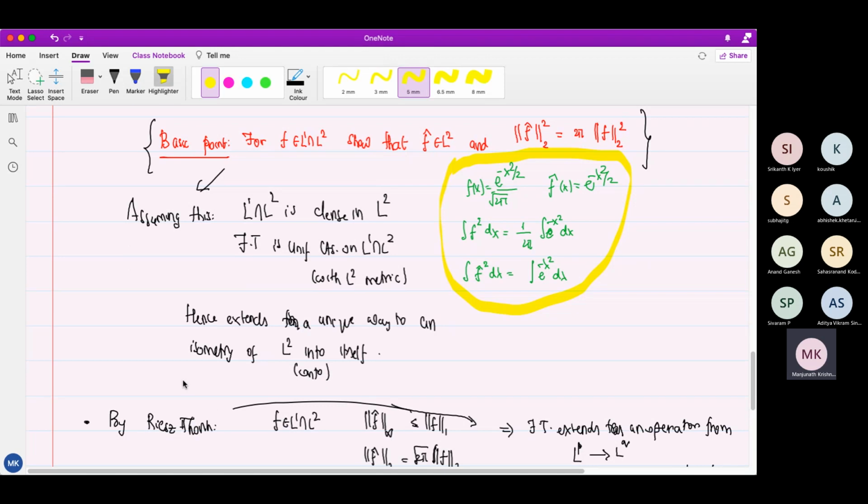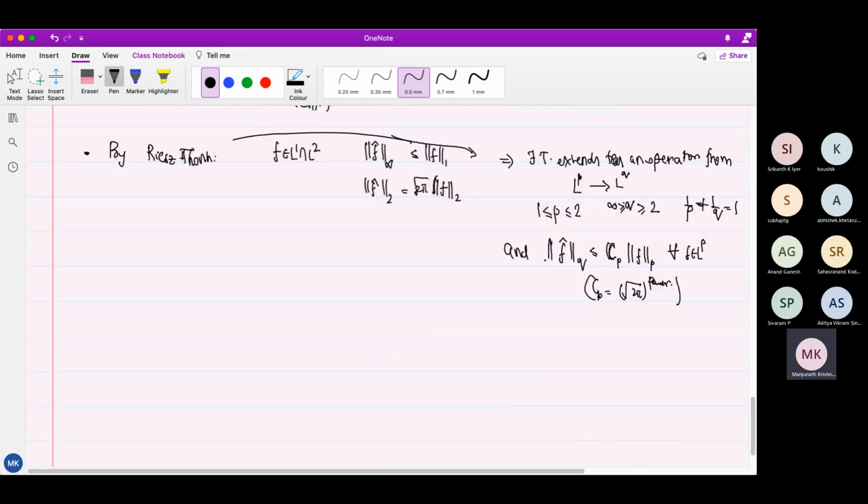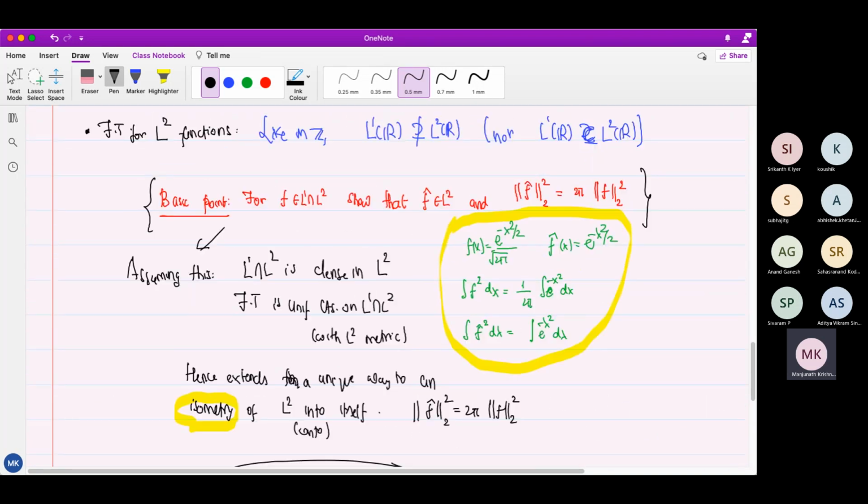When I said isometry here, what I mean, in a more general sense, is that the L2 norm of f hat squared will be equal to 2 pi times the L2 norm of f squared. Whether the factor is 1 or 2 pi makes no difference. It is like an isometry. So the Fourier transform divided by root 2 pi would be an isometry or something like that. But yeah, so this is the L2 business.